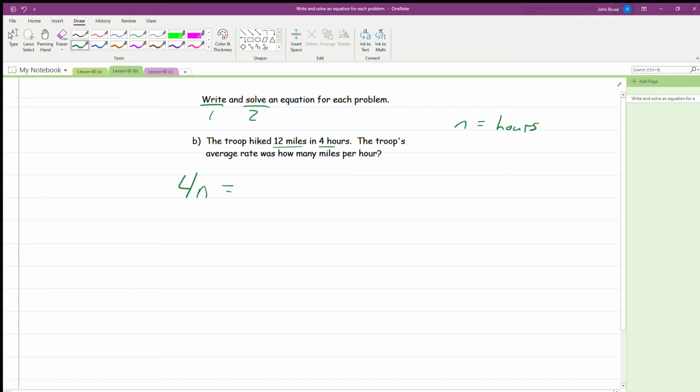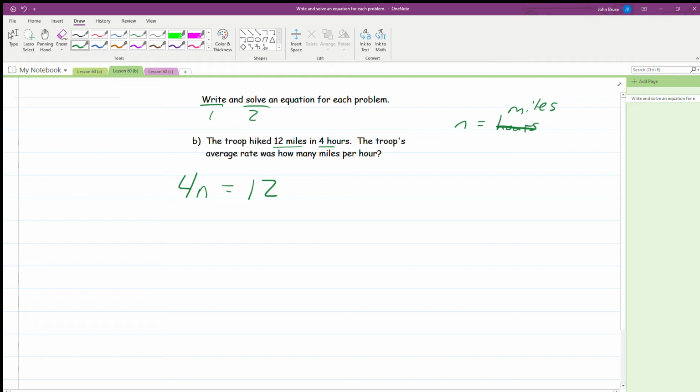So if I do 4 times the hours, I would get 12, because we know that in 4 hours, excuse me, I'm sorry. We know that in 4 hours, the N is not hours, my bad. The N is miles. So that's where we made a mistake. So we know that if we take the hours times the miles, we're going to end up with 12, right? So we want to find out how far, or what their rate was per hour. So we're kind of going backwards here.